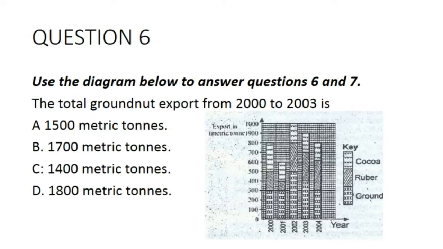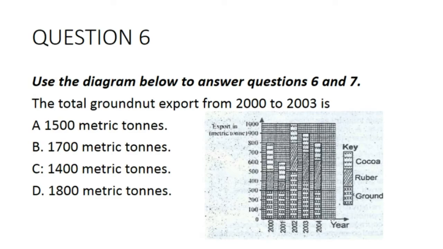Use the diagram below to answer questions 6 and 7. And here is the diagram on your screen. We have our keyword, cocoa, rubber, granite. We have our year and then export in metric tons. In 2000, what was exported? In 2001, what was exported, like that to 2004.